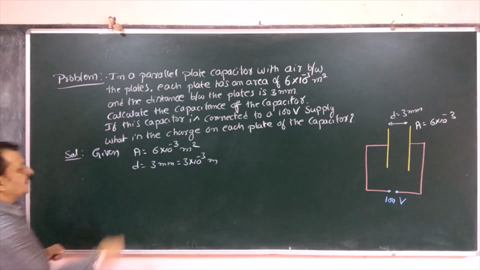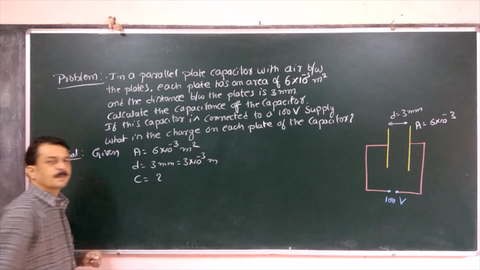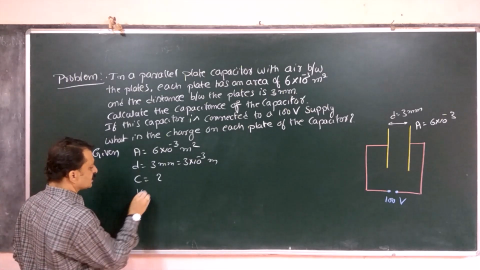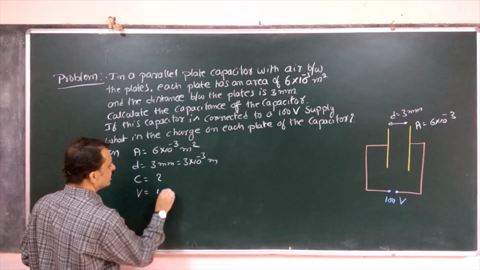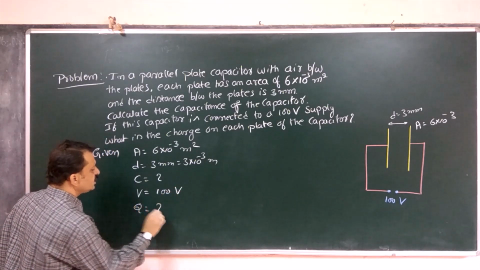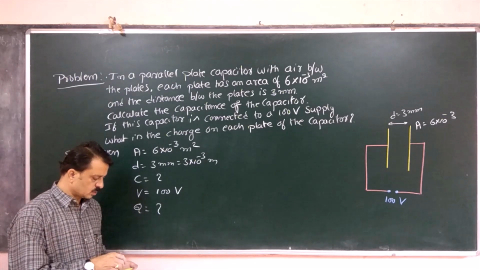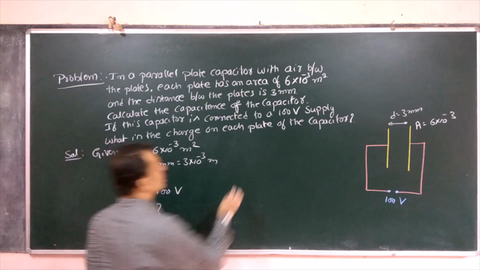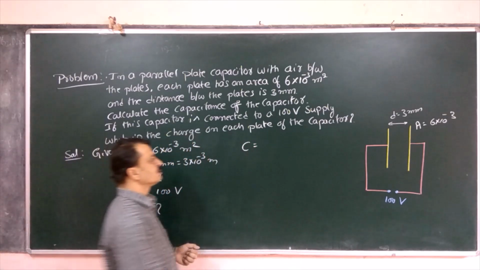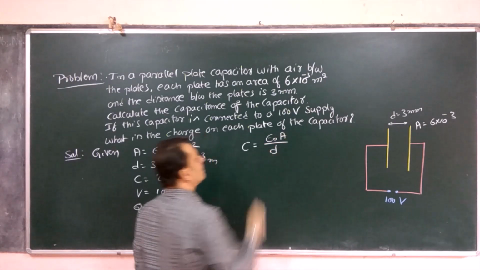Okay, epsilon naught we know the value, constant. Now we have to calculate what is the capacitance. Next, what they have done is, we are supplying voltage. How much? It is 100 volts. If we supply it, now what is the charge on each plate, that is charge on the capacitor, that you have to work out. Now the formula, in the case of a parallel plate capacitor, the capacitance is given by C is equal to epsilon naught A divided by D.